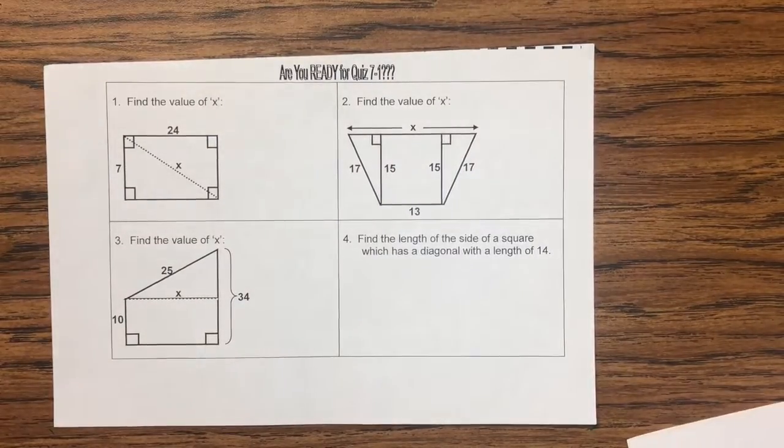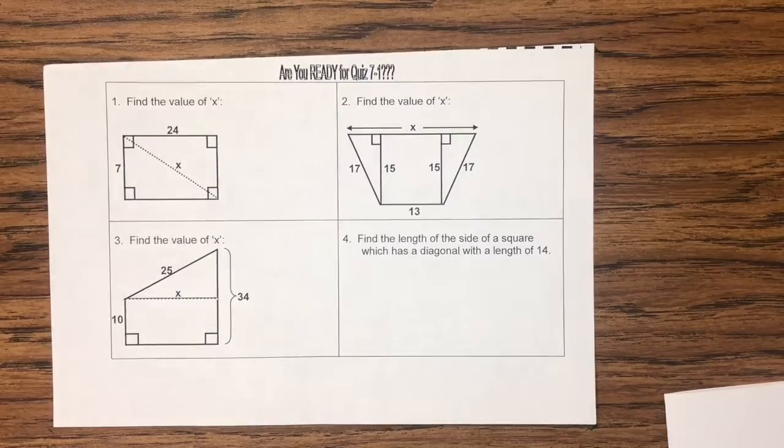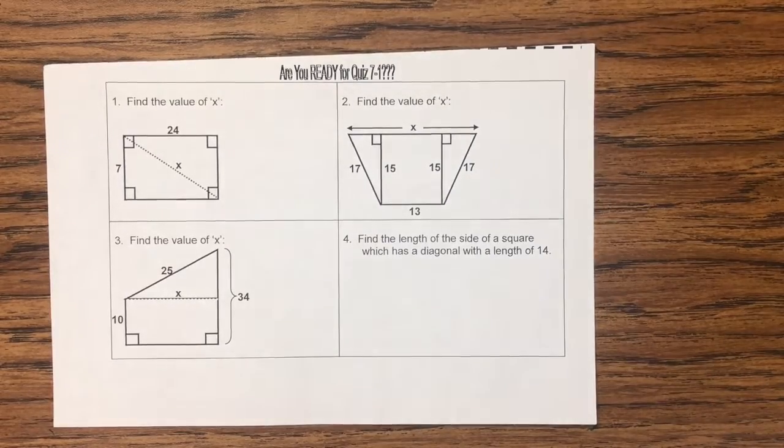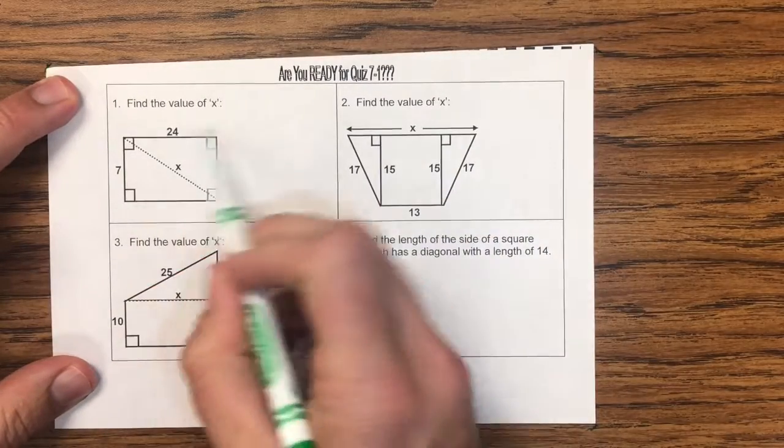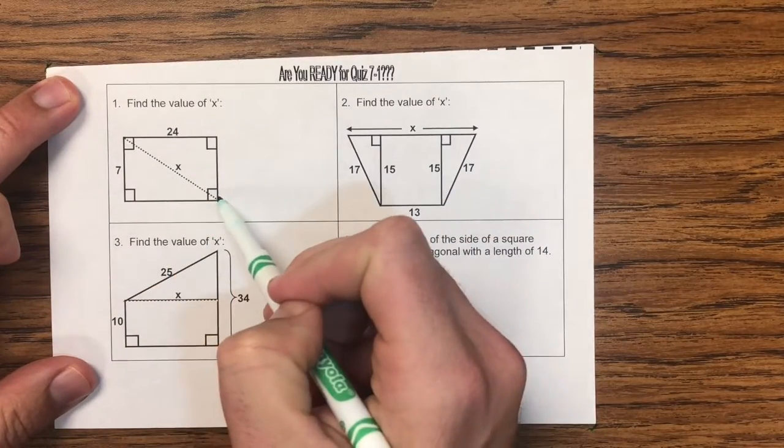Okay, we're going to look at the set of 4 problems right here. This is the Are You Ready quiz on 7-1. Looking at this, we got a rectangle that's 7 by 24. The diagonal is what they want to know.